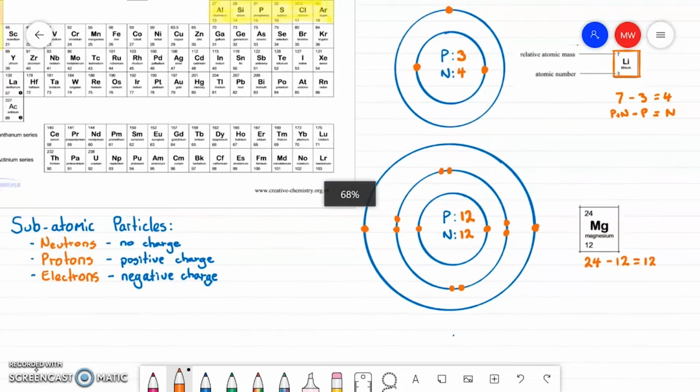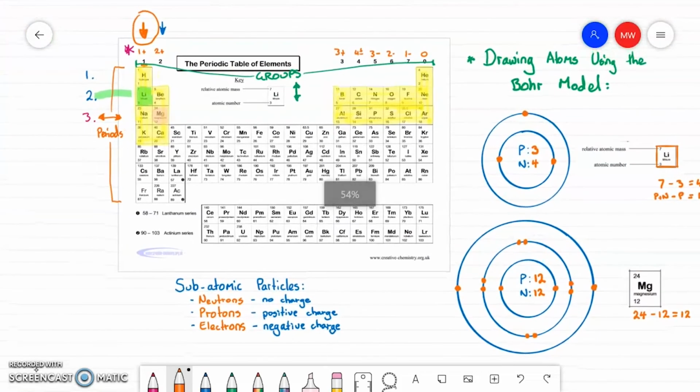Alright, so double checking that we've got this right. I've got 2 electrons in my outer shell. That looks good because look at this, it's in the second group. I've got 3 electron shells, that looks good because that's in the third period. So that one's been drawn nicely as well.